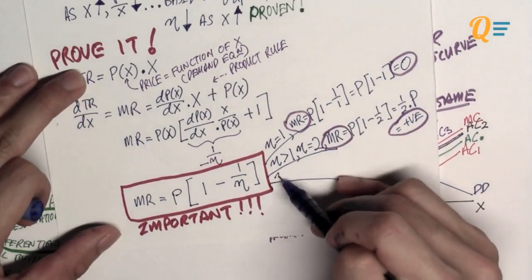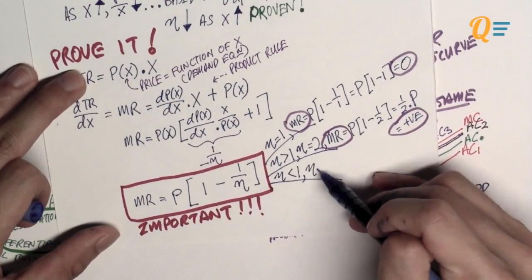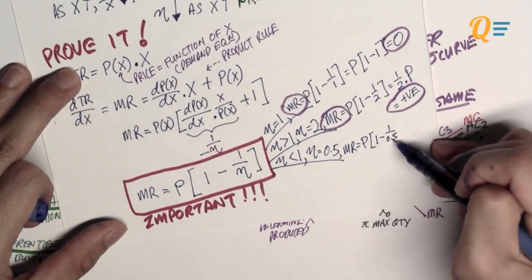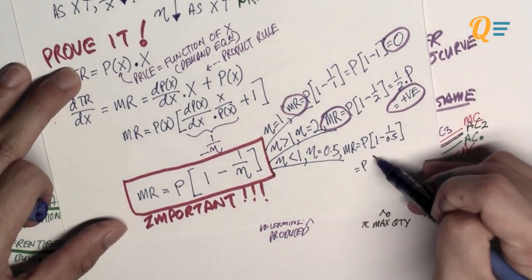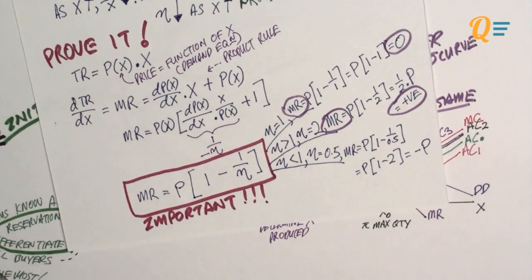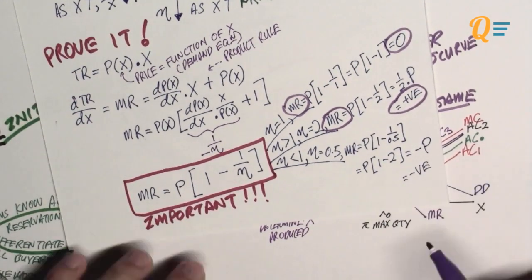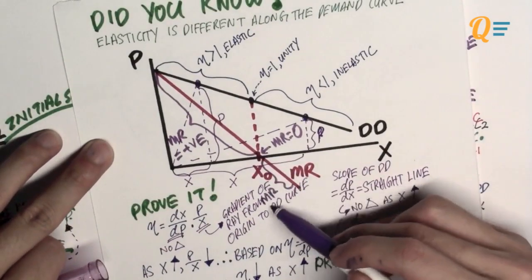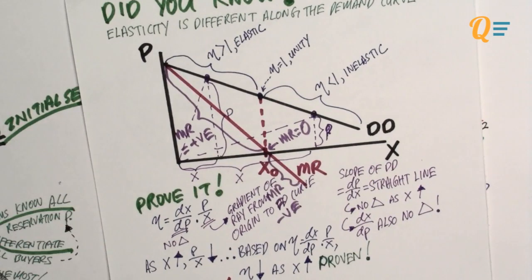Next, what if the price elasticity of demand is less than 1? It is inelastic, maybe 0.5. So I'm going to calculate my marginal revenue again. And what you'll notice is that I'm going to get a negative number, right? So that is my last proof that when the demand is inelastic, you're going to get negative marginal revenue.